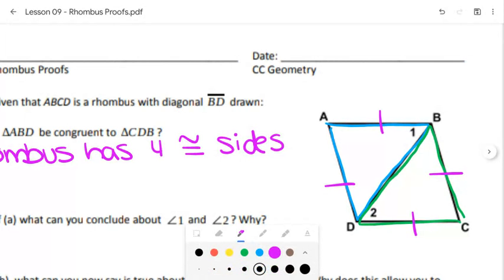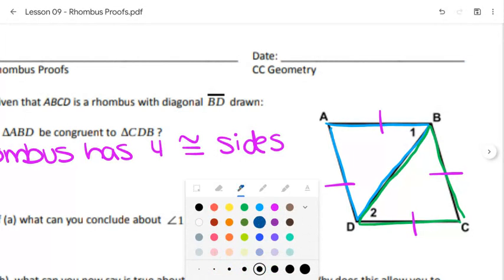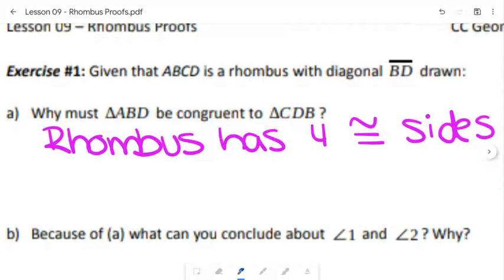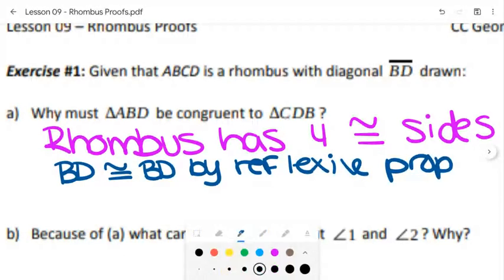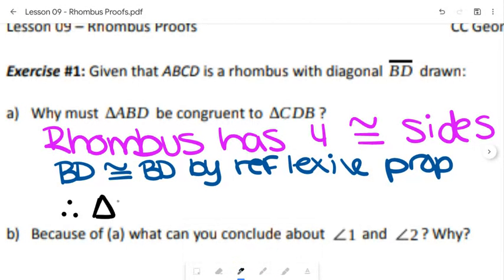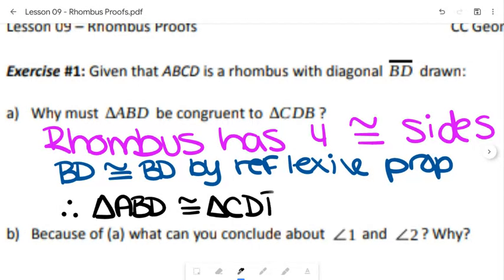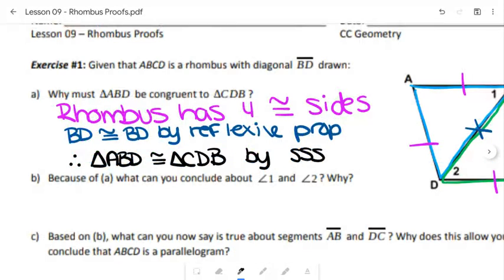And right from there, I could just take the last piece that I definitely know, which is the reflexive property. So BD is congruent to BD by the reflexive. So my triangles have to be congruent. So triangle ABD is congruent to triangle CDB by side, side, side. And there's more than one way to prove this, right? I could have done it in a couple different ways. It's not the only possible way.